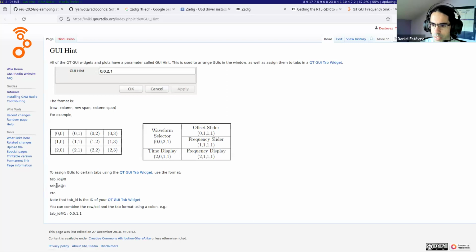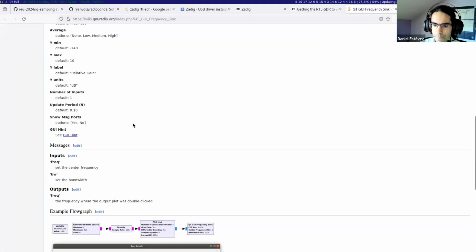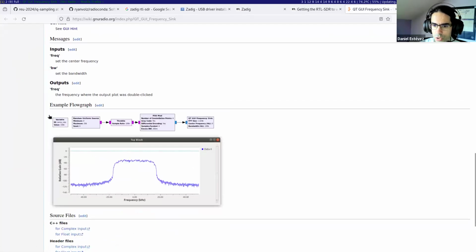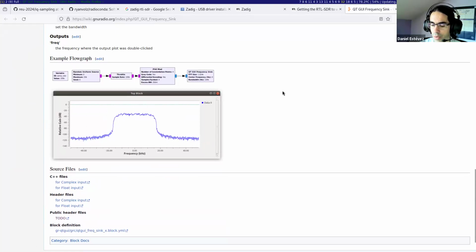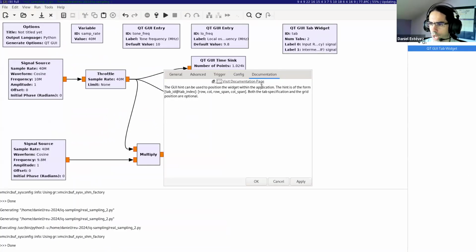So it's the same syntax I'm doing. And then you also have a syntax to assign things to basically rows and columns to define where they should go on the screen. And also something very useful, in many cases, you have an example flow graph. So if you don't know how to use one of these blocks, you can see the example, and it often makes things much clearer. So yes, this is the documentation, and it's available for many of the blocks in GNU Radio.